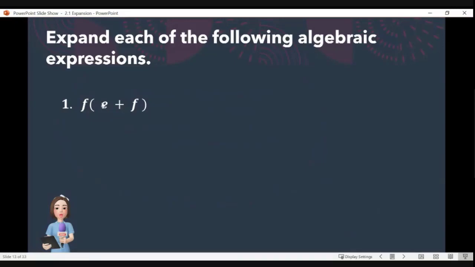So first thing, F multiply E. What do you get? You get E times F or F times E, it's the same thing. Plus another one, F times F. So when you simplify it, it will be EF plus F squared. That's your answer. Can you understand how we get this answer?